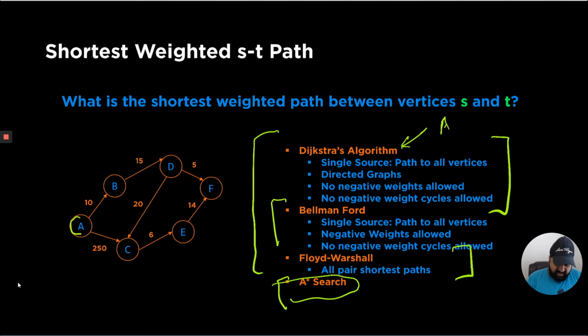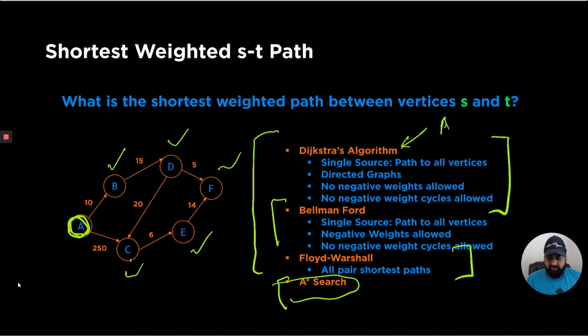So if we provide A into this algorithm, it can have any source, which could be D, F, E, C, B, or A. You provide that into this algorithm, and it's going to return the shortest path to each other vertex. So it will return a shortest path from A to B, from A to C, from A to D, from A to F, and A to E. Now this algorithm works just for directed graphs.